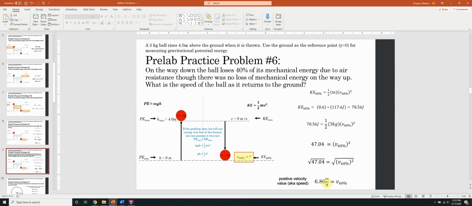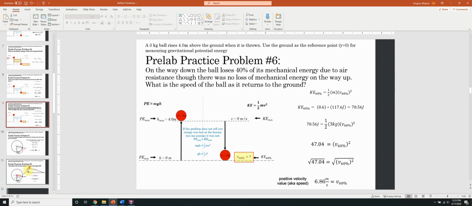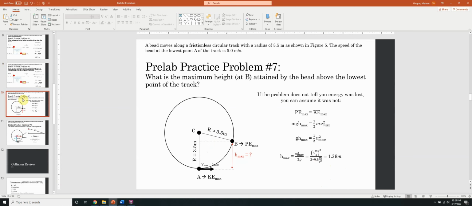All right, so now we're going to change gears a little bit, and we're going to have a different prompt for pre-lab practice problems 7 and 8. So now we have a bead that's moving along a frictionless circular track with a radius of 3.5 meters, as shown in figure 5. I duplicated figure 5 here. So the speed of the bead at the lowest point A of the track is 5 meters per second. So what we want to know in pre-lab practice problem number 7 is what is the maximum height, so at B, attained by the bead above the lowest point of the track.